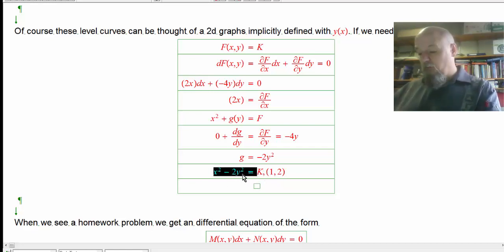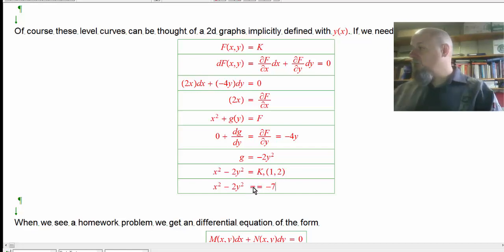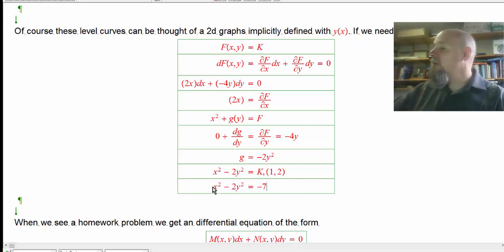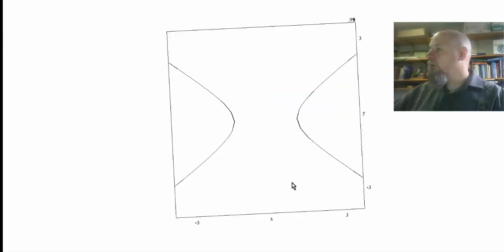So the solution to my exact differential equation is x squared minus 2y squared is equal to minus 7, let's say. Now, that (2, 1), that's not on the slice that I originally showed you. We made this slice by setting the z value, setting the height equal to 7.